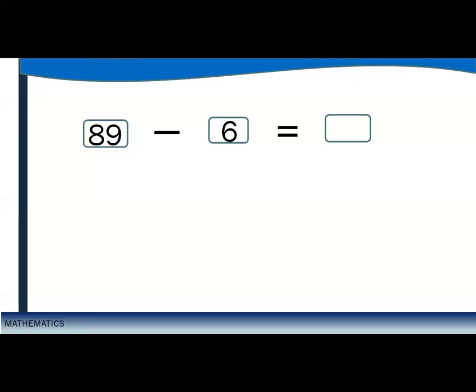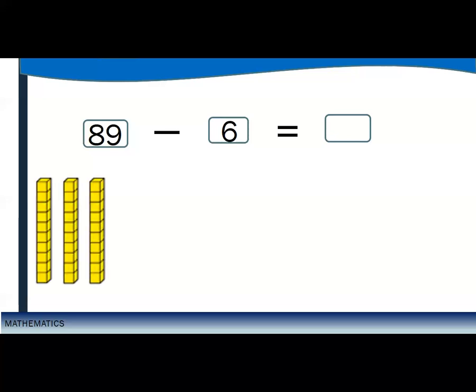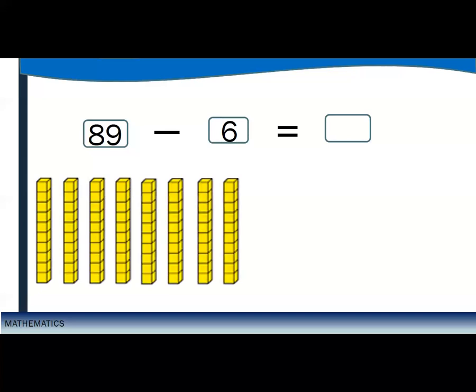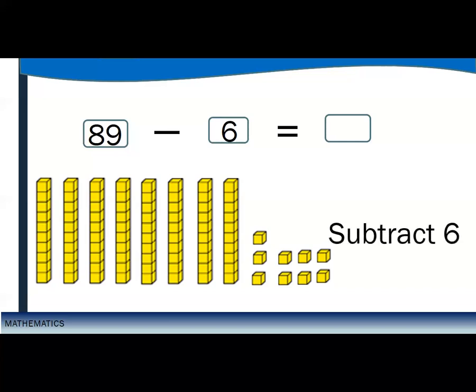Awesome, boys and girls. If you said I should use 8 longs and 9 units to show 89, you are correct. This helps us to see that 89 is 8 tens and 9 ones. So let's show that. 1, 2, 3, 4, 5, 6, 7, 8 longs, which is 80. And how many units are we going to show, boys and girls? Excellent. All of 9. And there, yes, there we have it. 8 longs and 9 units to show 89. And to solve, we will subtract 6.